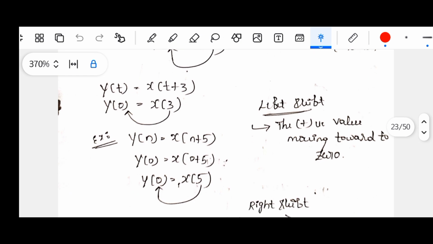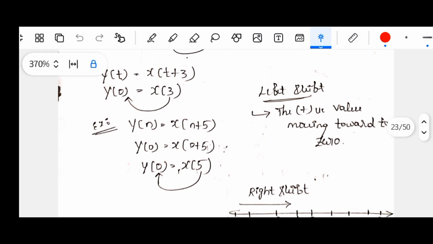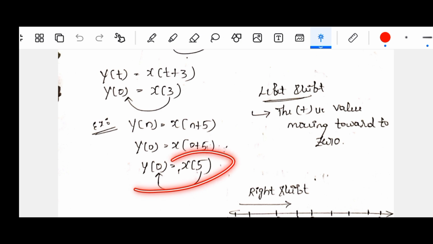Next, we will discuss the left shift. y of t is equal to x of t plus 3. So first take 0. y of 0 will be x of 3. Let's see this with an example. y of n is equal to x of n plus 5. Take first 0. y of 0 will be x of 0 plus 5. So y of 0 will be x of 5.